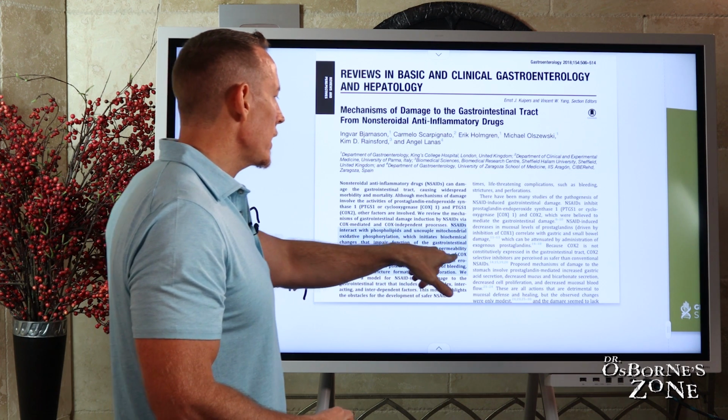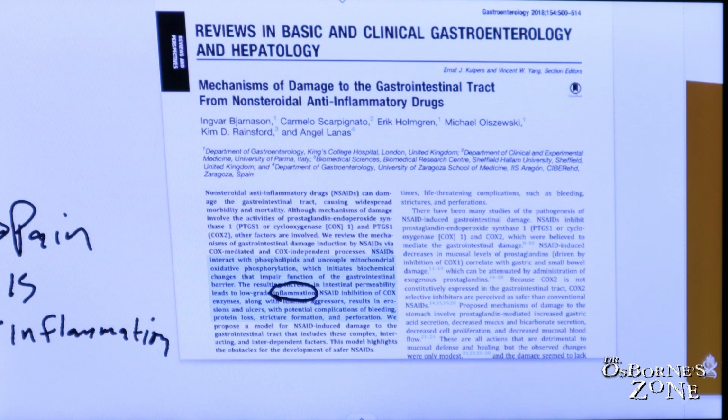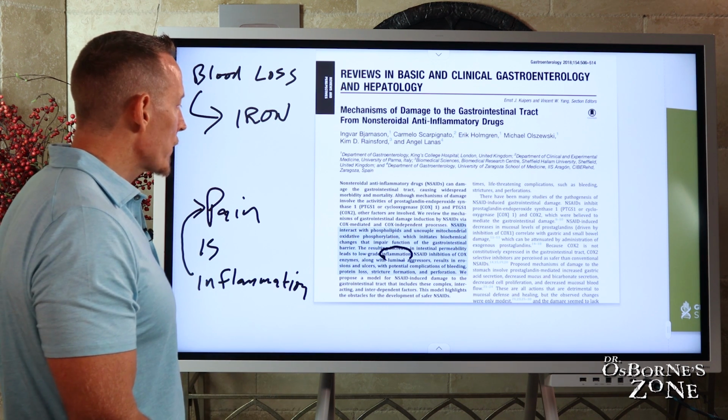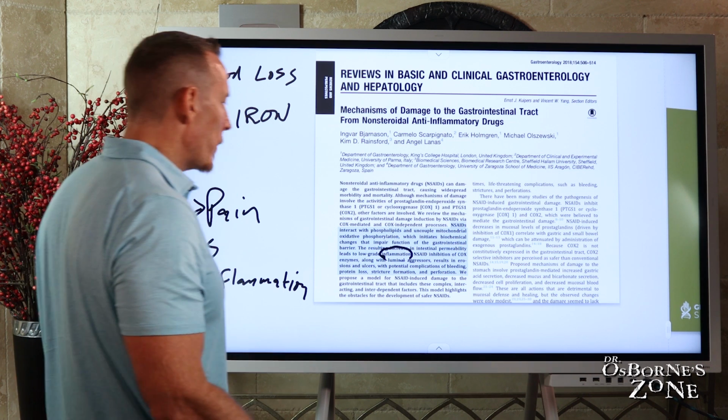We can also see here NSAID inhibition of cyclooxygenase enzymes along with luminal aggressors. Luminal aggressors would be things like bacteria, poop, LPS, results in erosions and ulcers with potential complications of bleeding, protein loss, stricture formation, and perforation. So what is bleeding? Bleeding causes blood loss. This is one of the reasons why we lose iron. This is one of the reasons why iron deficiency is a side effect of non-steroidal anti-inflammatories, because you're actually bleeding internally and don't know it, and that blood comes out in your stool, but it's already turned brown because it's oxidized by the time it hits the toilet.